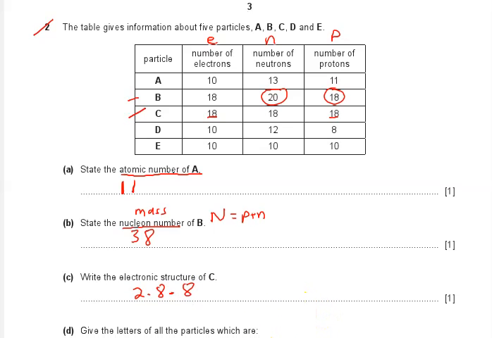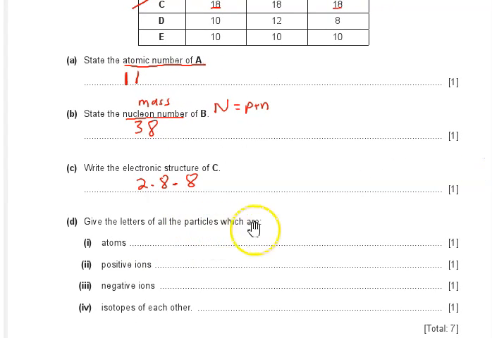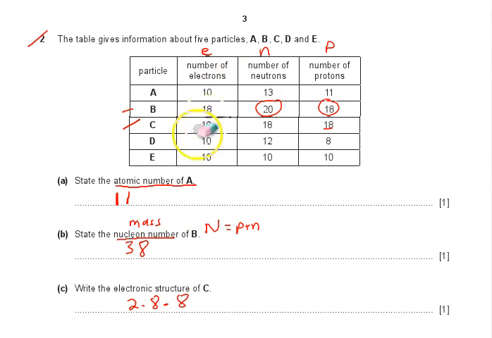Okay, now look at the next question. Give the letters of all the particles which are atoms, positive ions, negative ions, and also isotopes. Okay, now let us go through one by one over here. If it is an atom, both electron number and proton number must be the same. So this is an atom, this is also an atom. Now look at the last one, E, this is also an atom.